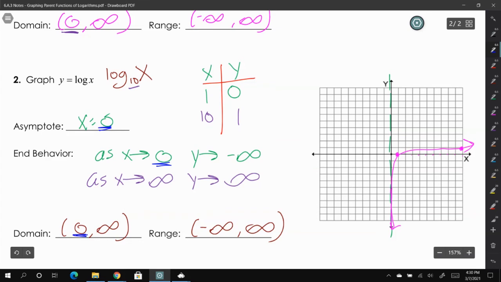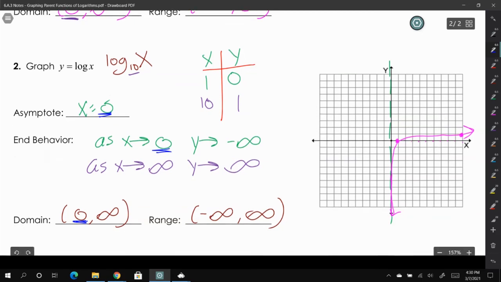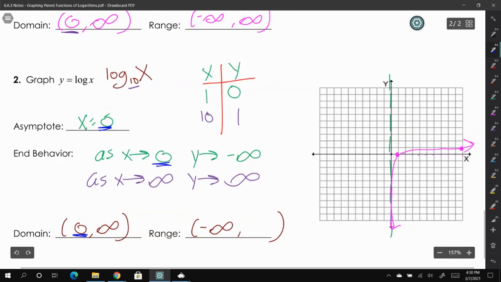Now, remember when we talked about exponential functions, we said that the domain was always going to be negative infinity, infinity. Well, since the logarithmic function is the inverse of an exponential function, and inverses are when your x's and y's switch, it should make sense that our range of logs will always be negative infinity, infinity, because the domain of the exponential functions was negative infinity, infinity, and we switched the x and y's.